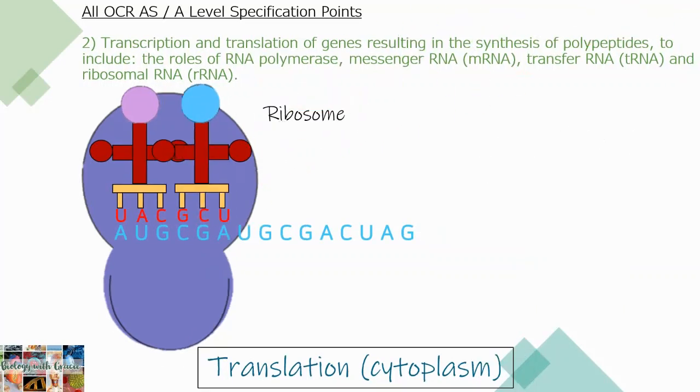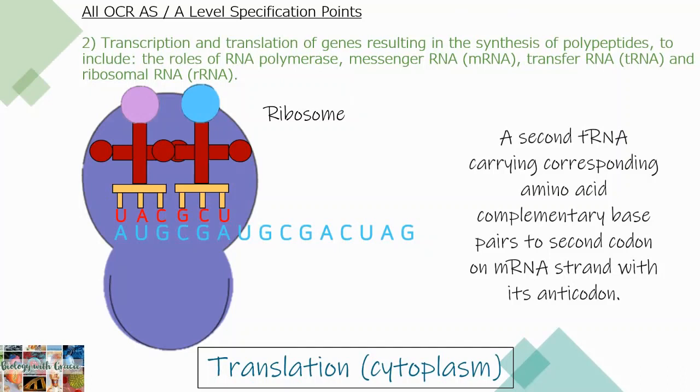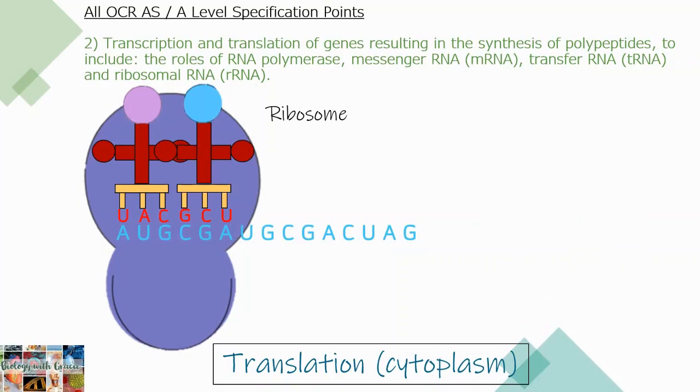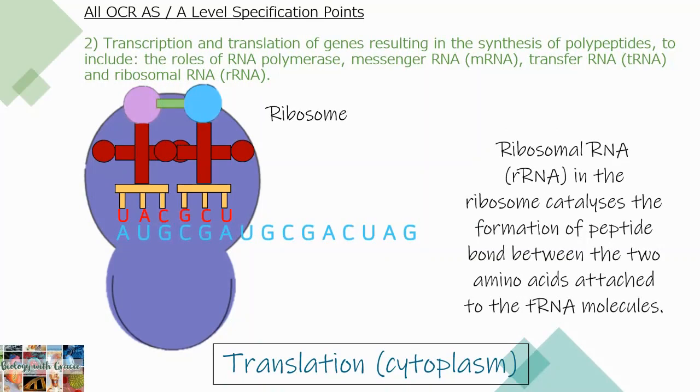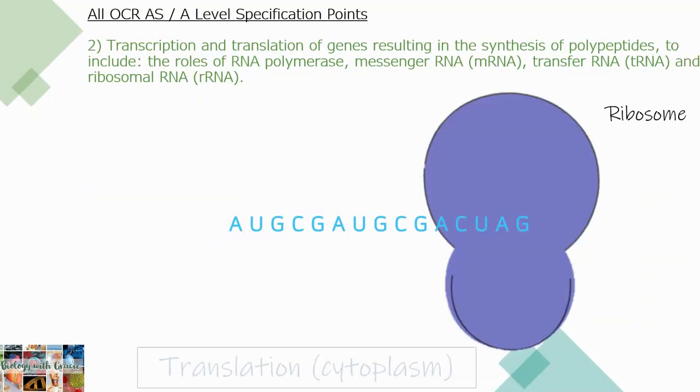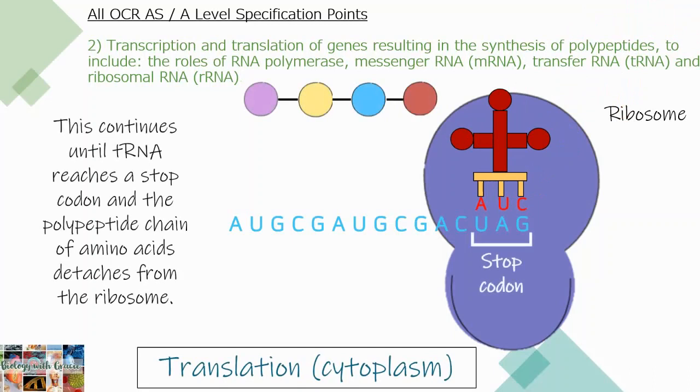Then a second tRNA molecule carrying a corresponding amino acid complementary base pairs to the second codon on mRNA with its anticodon. So ribosomes are actually made up of ribosomal RNA, and it's the job of the ribosomal RNA to catalyse the formation of the peptide bond between the 2 amino acids attached to the tRNA molecules. So once the 2 tRNA molecules bring the amino acids, they then form a peptide bond between the amino acids. So this continues until tRNA reaches a stop codon and the polypeptide chain of amino acids detaches from the ribosome.